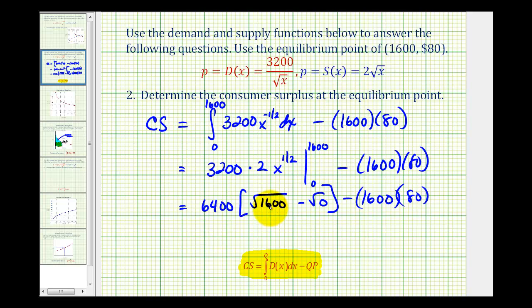Well, the square root of 1,600 would be 40, so we'll have 6,400 times 40. That's 256,000 minus 1,600 times 80 is 128,000. So the consumer surplus would be this difference, which is $128,000. So this represents the amount of utility or pleasure received that was not actually paid for.